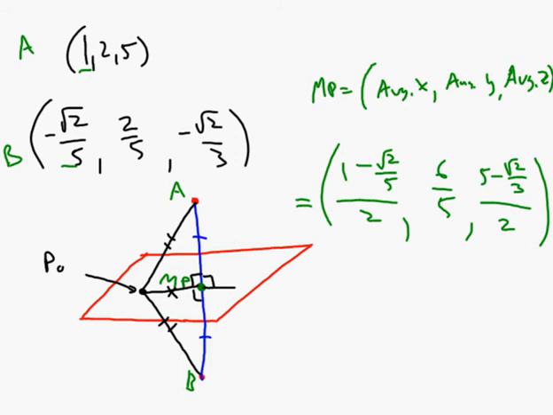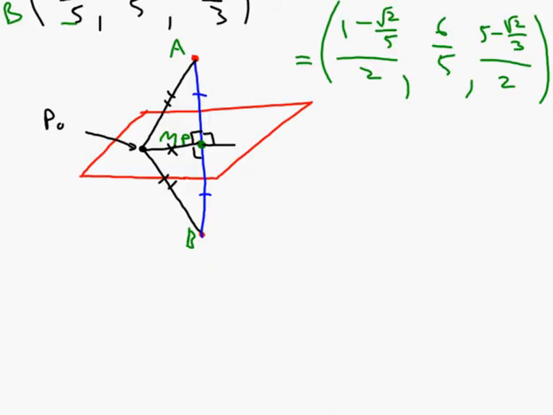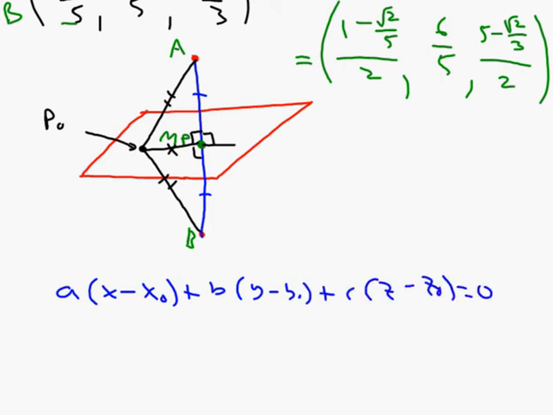But we're almost there, believe it or not. So don't be nervous. Look, equations of planes look like this: a times x minus x0 plus b times y minus y0 plus c times z minus z0 equals 0, where x0, y0, and z0 represent the coordinates of a point on the plane. Now we have that already. Here's your x0, here's your y0, here's your z0. The midpoint has to be on this plane.